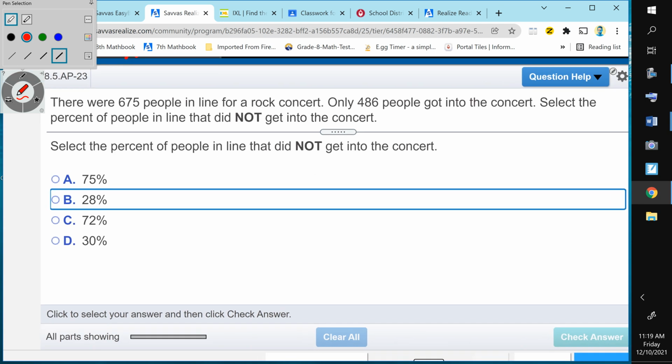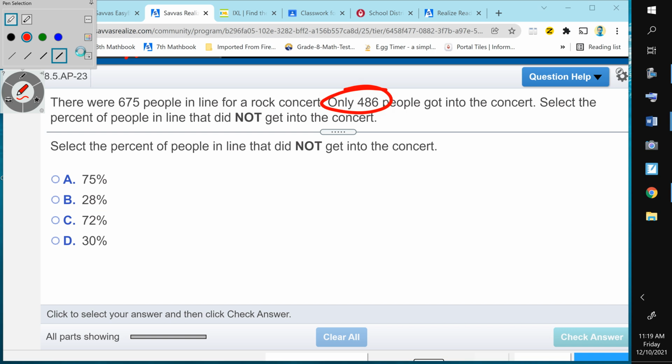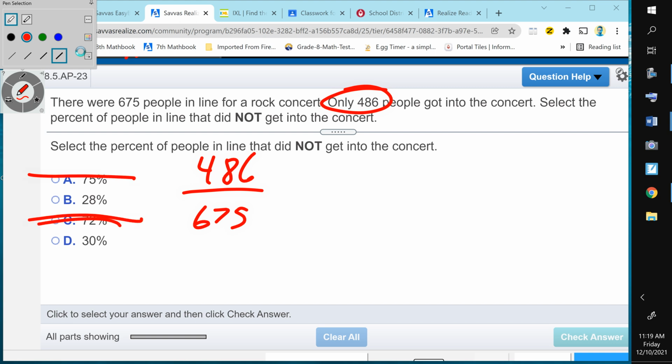There were 675 people for a rock concert. Only this many got into the concert. Select the percent of people in line that did not get into the concert. If you had to guess, since this many people got into the concert, you should automatically know that's over 50% that got in. So what percent did not get in? Way too high. It's either going to be B or D.